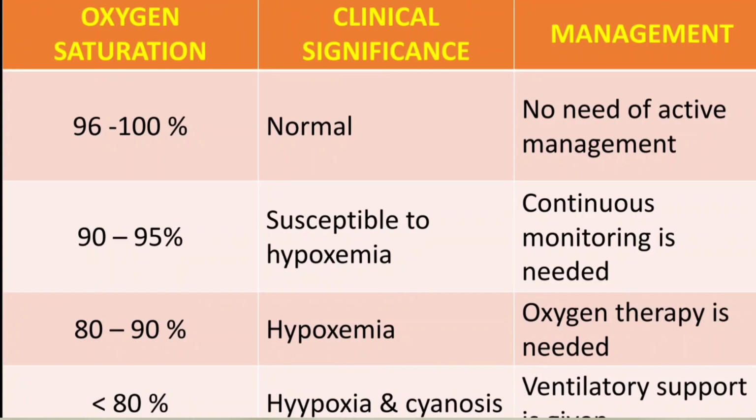Then the clinical significance of this oxygen saturation and also the management. If the oxygen saturation level is 96 to 100%, it is considered as normal. No active management is needed. But if it is 90 to 95%, it is acceptable, but there is a risk of hypoxemia, so continuous monitoring is needed. If it is 80 to 90%, then it is considered as hypoxemia and oxygen therapy is provided here. And if the oxygen saturation is less than 80%, we can consider that as hypoxia and cyanosis, and ventilatory support is given. So this is the clinical significance of pulse oximetry or oxygen saturation.